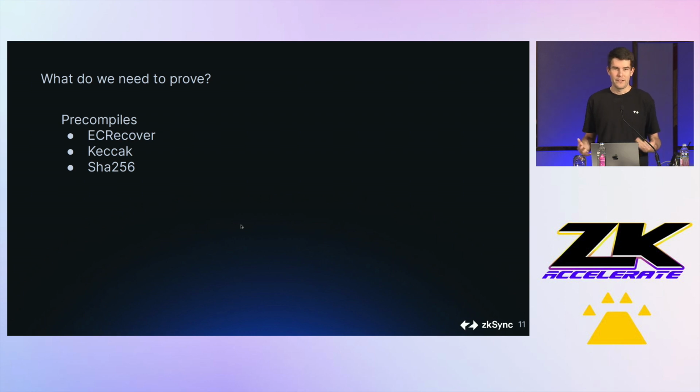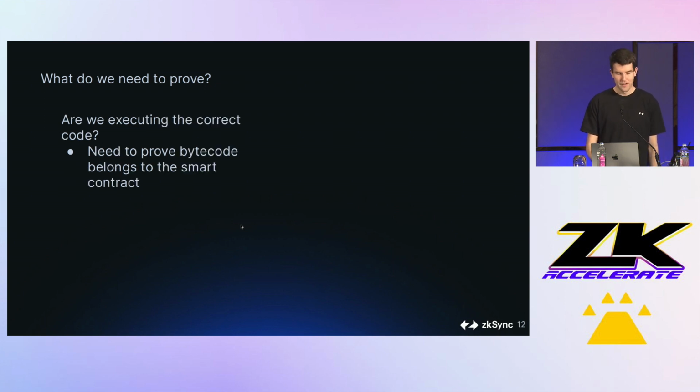There's also the precompiles to worry about that aren't really opcodes, but you want to call these sort of special syscall functions. EC recover stands for elliptic curve recover. It's how you get back from the signature to the Ethereum address. Keccak and SHA-256 are common hash functions. We also need to check that we're executing the correct code. So I said earlier that we're going to prove every opcode, but how do I know that those opcodes that I'm proving are actually what was supposed to be there in the first place? Well, we'll need to check that and make sure that we're executing the correct smart contract.